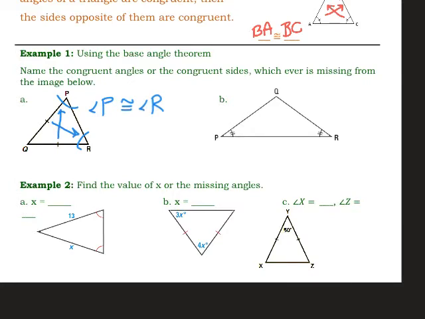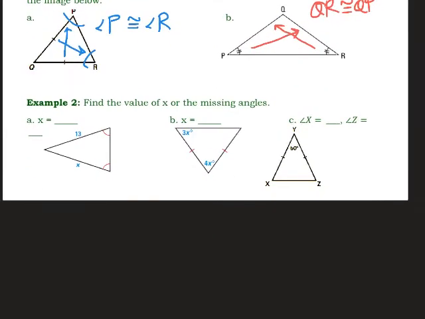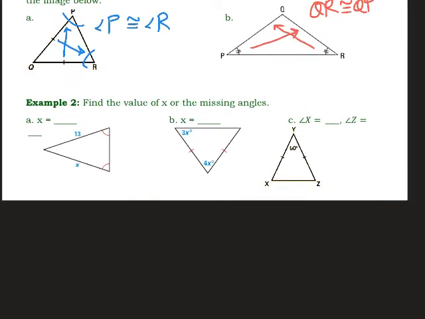Okay? If you look at the next picture, there are two equal angles. Therefore, we should identify the two equal sides. We're going to go opposite of P. That is side Q to R. And I'm going to go opposite of angle R, which is side Q to P. These two are then congruent. All right, remember, two equal sides, two equal angles.